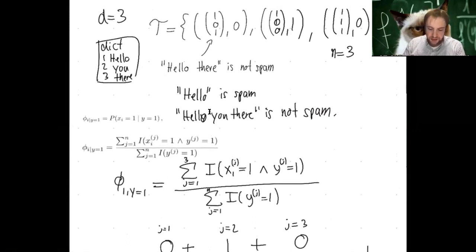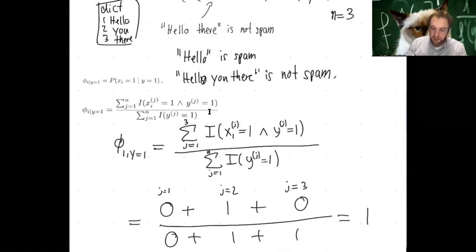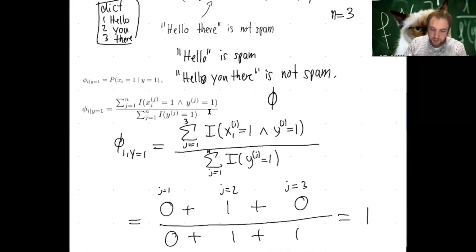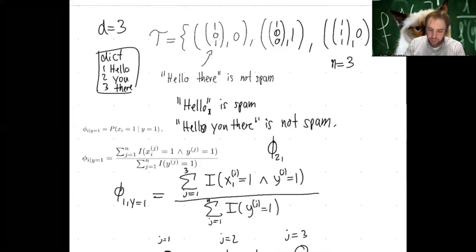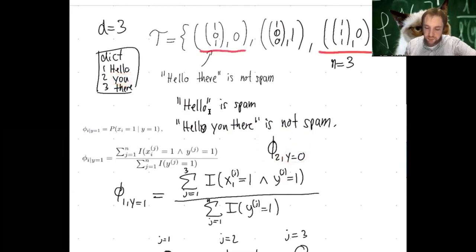Maybe a more interesting example would be to see what is phi 2 y equals 0. So this here is a question. 2 means I consider the word you, and I ask what is the probability of having the word you, assuming I have a non-spam email. And how many non-spam emails do I have? I have 2. But just in one of them, I have the word you. So in this case, the probability would be 1/2.